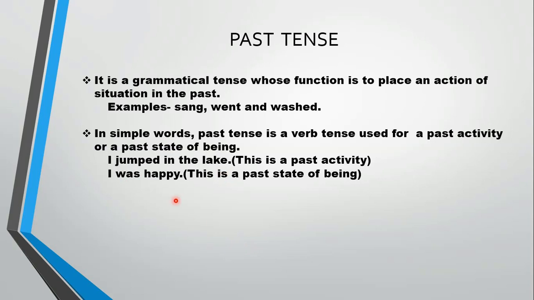But if I say I was happy, was indicates a state of being, that I was happy. This is a past state of being. So what I mean to say over here is past tense is a verb tense that indicates or tells us about past activity or a past state of being. I hope you have understood.